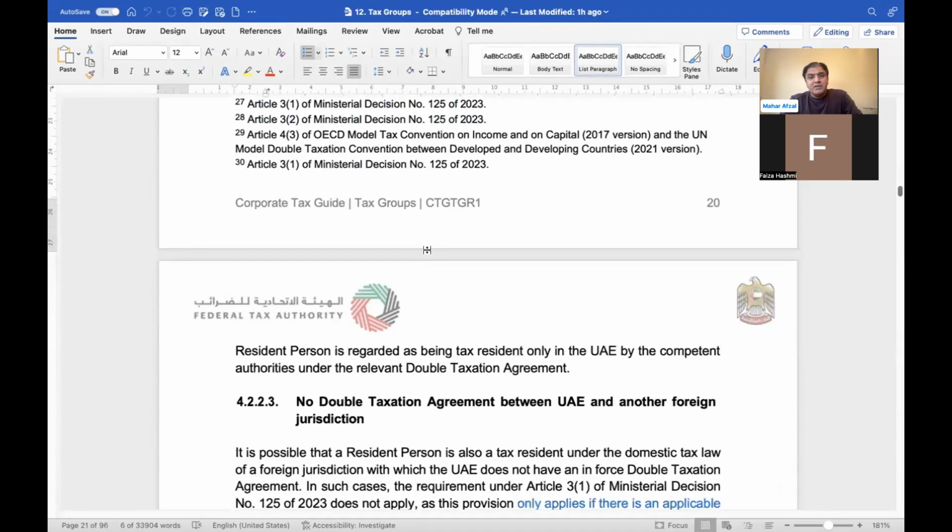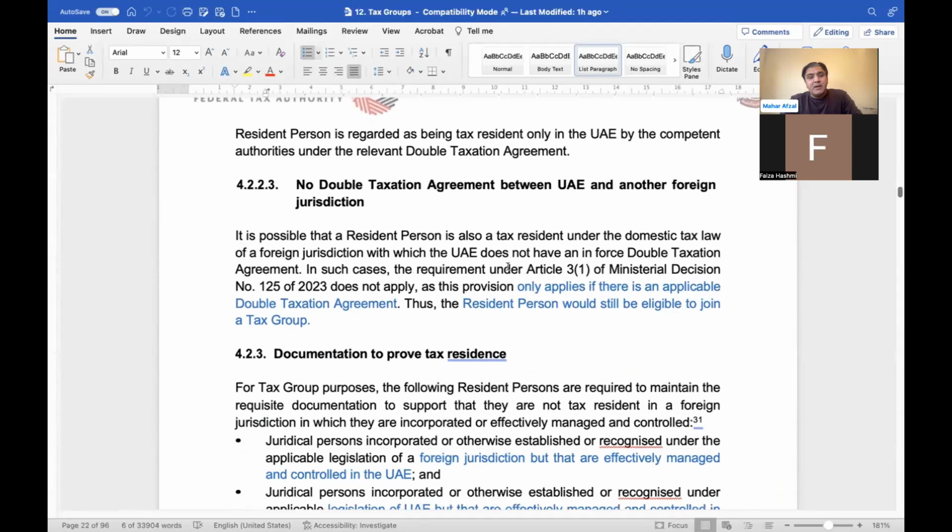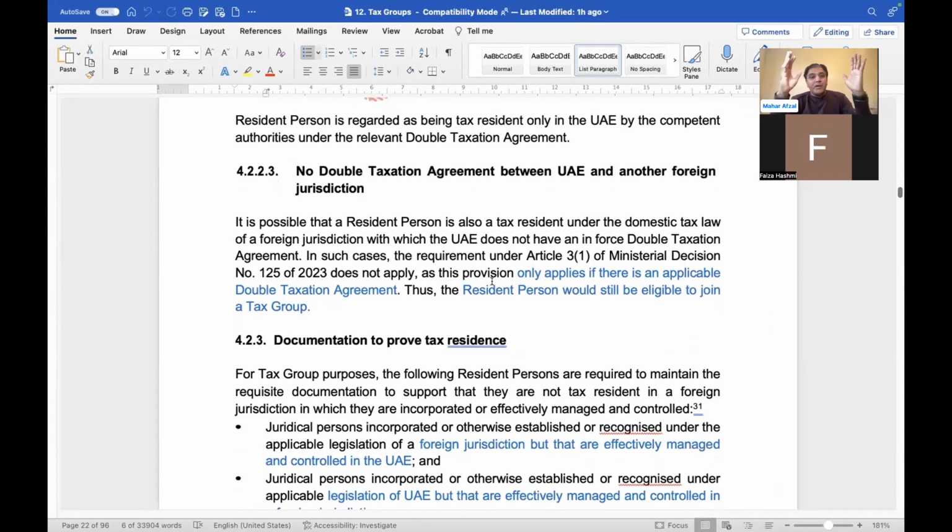They have mentioned that if there is no double tax agreement, then the person can still become a part of a tax group. Only if there is an inapplicable double tax agreement, the resident person would still be eligible to join the tax group if all other conditions are fulfilled. So the important thing is we need to look into whether a double tax treaty exists between the two countries, yes or no. Based upon the double tax treaty, if the person is a resident of the UAE, the person can become a part of the tax group if all other conditions are fulfilled.